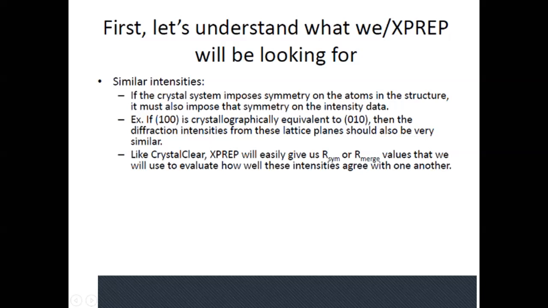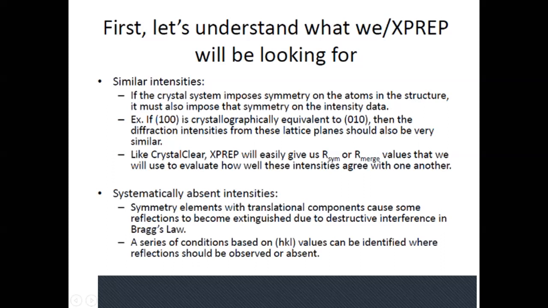And so we talked about RSim or RMerge. These values tell us how well these intensities agree with one another. So the lower the value of the RMerge or RSim, the better that these symmetry equivalent reflections agree with one another. Now that's ones with similar intensities.